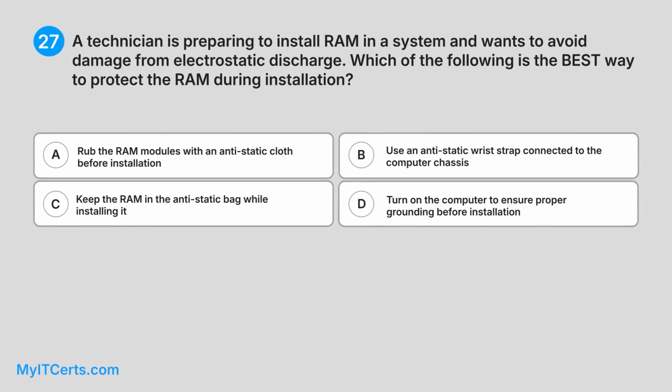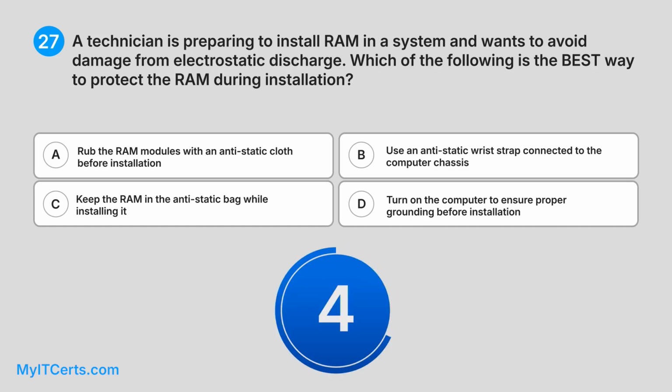27. A technician is preparing to install RAM in a system and wants to avoid damage from electrostatic discharge. Which of the following is the best way to protect the RAM during installation? A. Rub the RAM modules with an anti-static cloth before installation. B. Use an anti-static wrist strap connected to the computer chassis. C. Keep the RAM in the anti-static bag while installing it. D. Turn on the computer to ensure proper grounding before installation. What do you think is the answer?